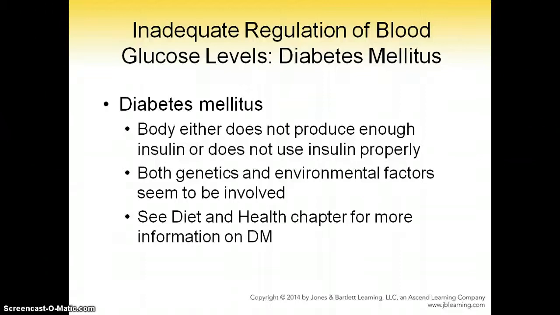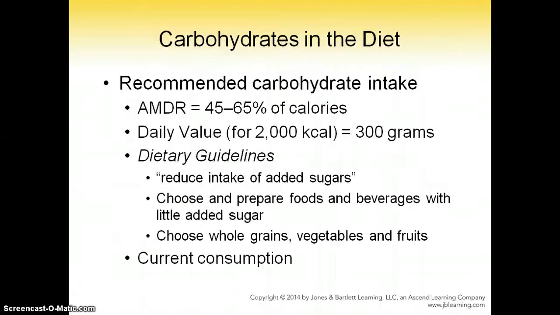Untreated, we see a lot of problems for the diabetics, such as higher rates of strokes, higher rates of poor wound healing, retinopathy or damage to the eye, neuropathy, damage to the nerves, and then nephropathy, which is damage to the kidneys. Our carbohydrates in the diet should be about 45 to 65% of our daily intake.